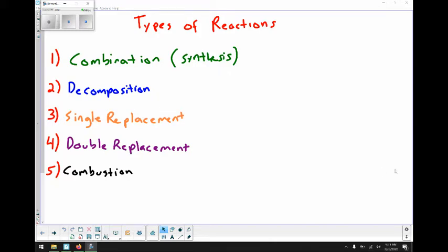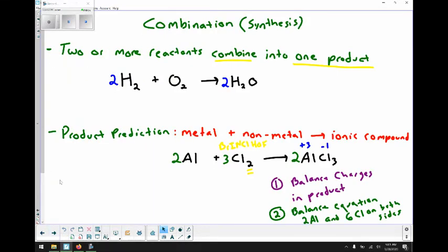I'm going to go through these one by one and talk about what they start with and what they make. So each one starts with something unique and has a very specific process and makes something predictable. So we are going to start with combination or synthesis. It's very simple to recognize if you have the whole equation. Whenever you start with a bunch of reactants and they make one product, that is synthesis.